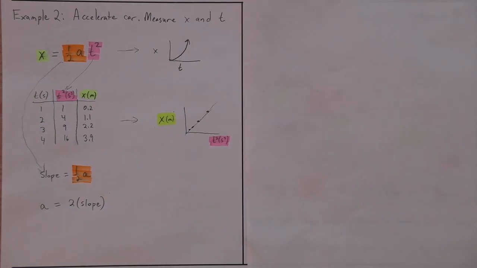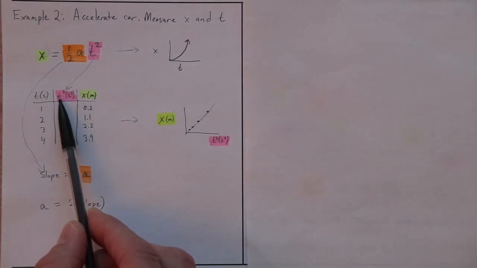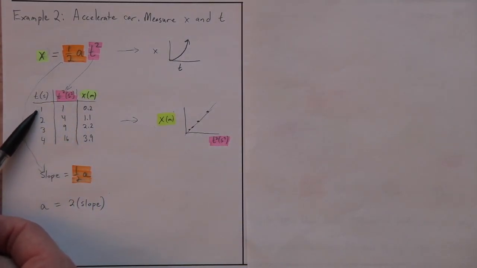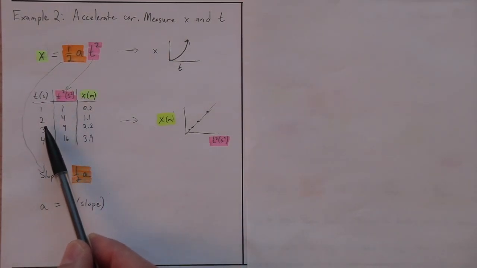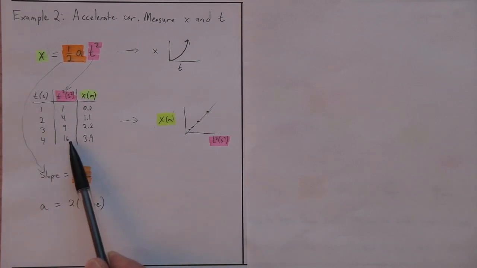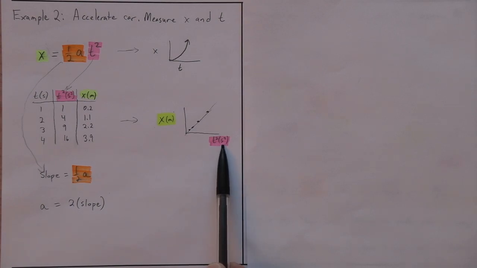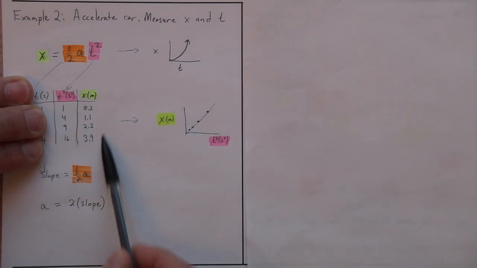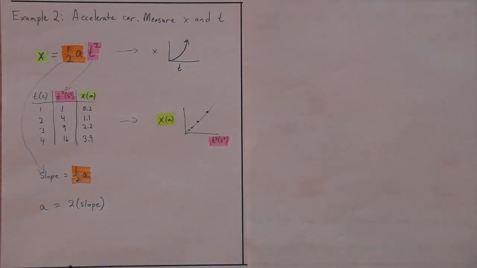So how do we linearize that so we can analyze for acceleration? We look at the formula, it's got a t squared, so we're going to calculate a new column of t squareds. Take all the times that we actually measured in the experiment with a stopwatch and square them all. 1 squared is 1, 2 squared is 4, 3 squared is 9, 4 squared is 16. And that's our new x data that we plot. Not these original ones, the new ones, with the x coordinates that we had originally. So x on the y-axis and time squared on the horizontal axis.